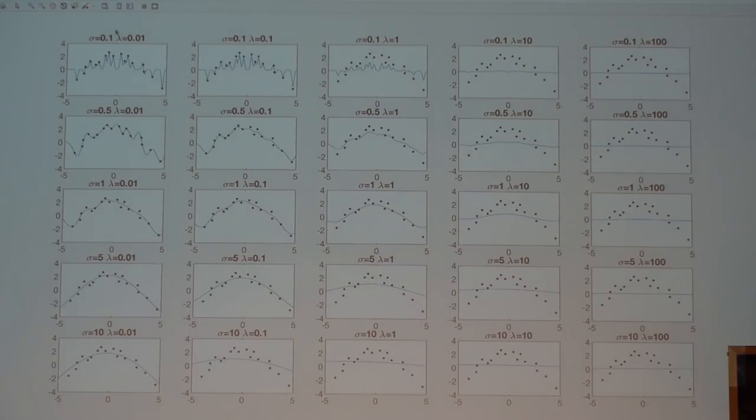So this here is the grid, right? You basically change my lambda in increasing order to the right. So this is low lambda. If I go to the right, the lambda becomes larger, so I regularize more. So these are all flat lines, because I over-regularize. And as you go down, I'm increasing my sigma. That basically means I make my Gaussians wider, the kernel wider.